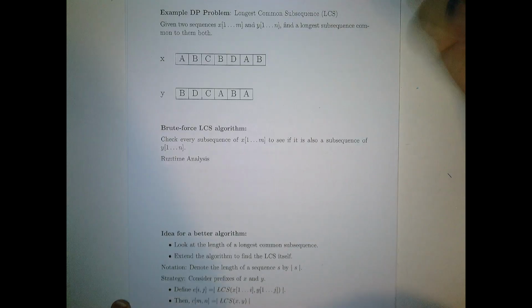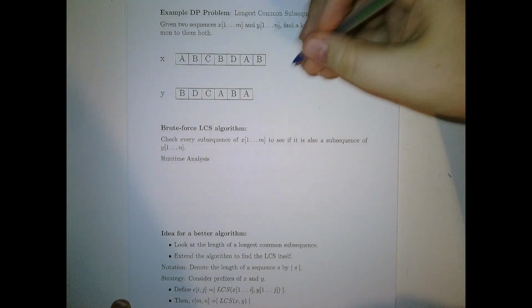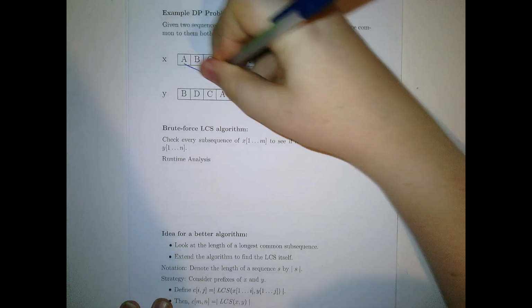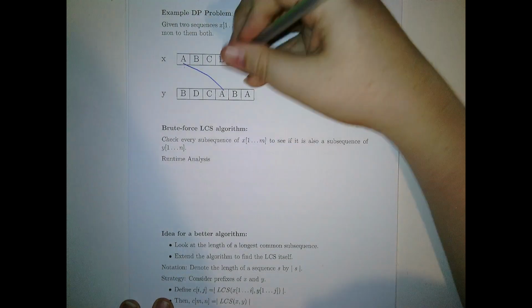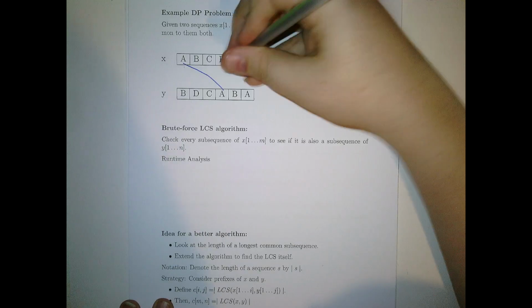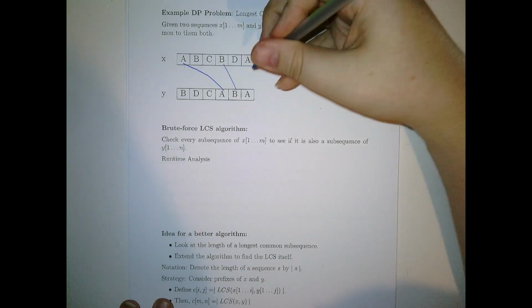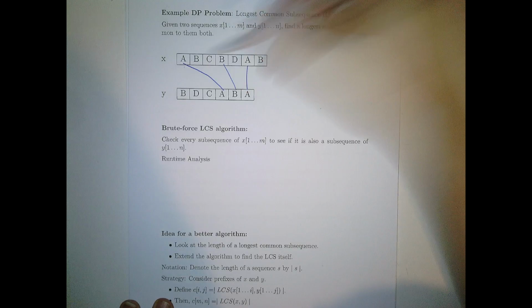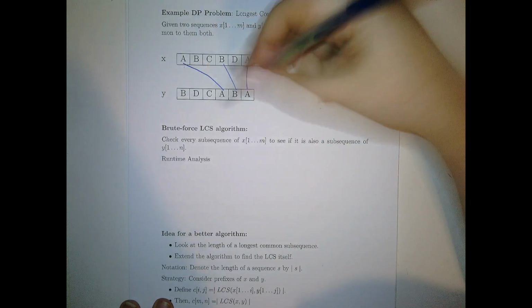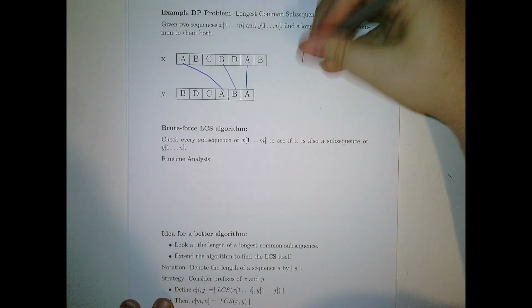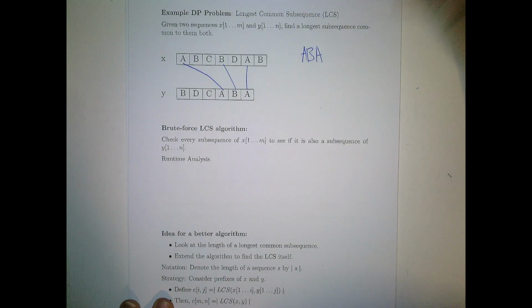And, well, let's see if I can find one. Oh, here's one. There's A. There's A. And then there's B. And then there's A. Right? So the sequence ABA appeared in both of these. So ABA is a common subsequence, but it might not be the longest common subsequence. Notice we can skip characters. You can skip characters in either string.